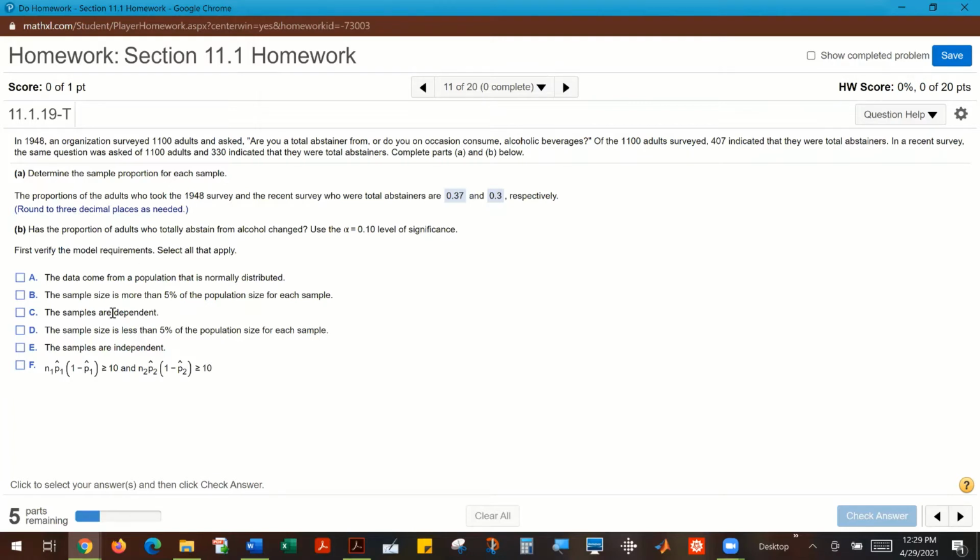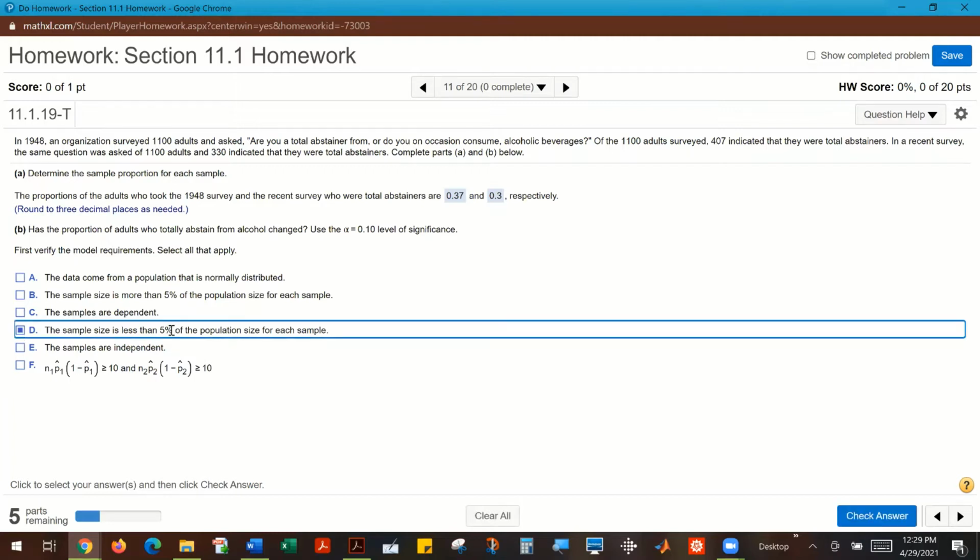So, for most of the time, we will talk about our sample size being less than 5% of the population size, because just imagine, even in 1948, the 1,100 people that were being surveyed has to be less than 5% of the total population. And obviously, in today's times, for recent times, a sample size of 1,100, again, is going to be less than 5% of the entire population. So yes, we can definitely say that our sample size is less than 5% of the population.